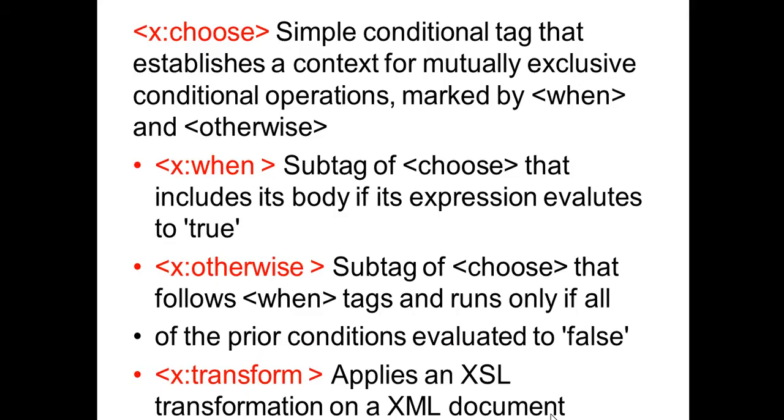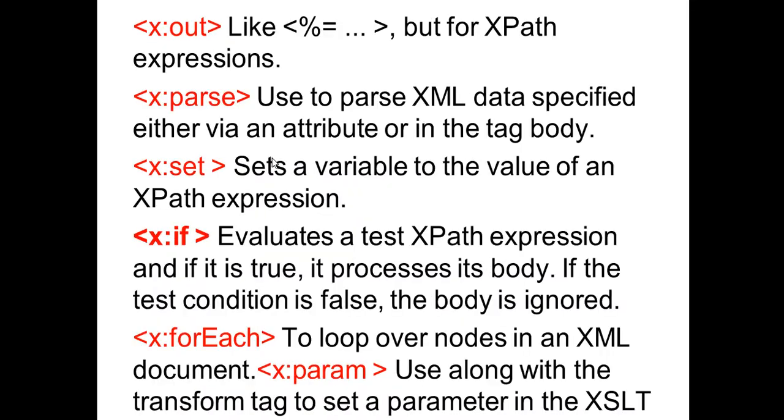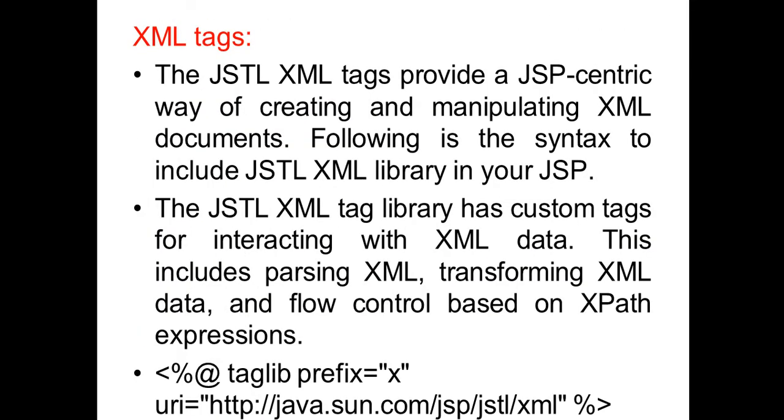So this number of tags are available. You can use various attributes. If you want to transform your XML document with a doc type, you can use xslt, and you can use some attributes such as var, scope, and result. Those kinds of attributes are optional to use. Let's see an example of the XML tag library.